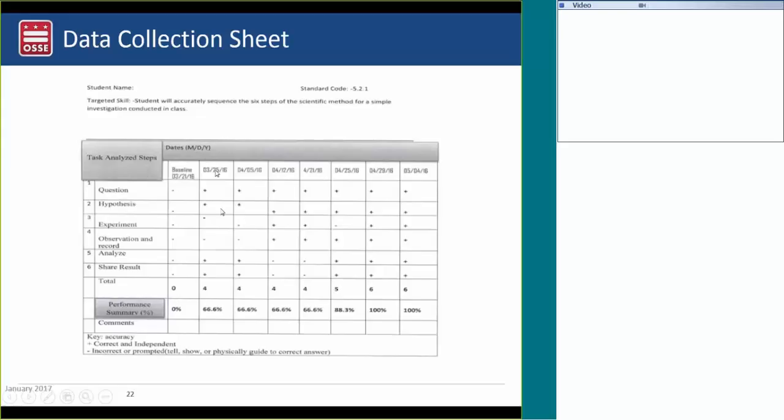The next data collection date, they got 4 out of 6 correct, so they have 66.6%. You can round the decimals on the percentages up to the nearest whole number. Do not round to the nearest 10. Don't make this either 60 or 70%.